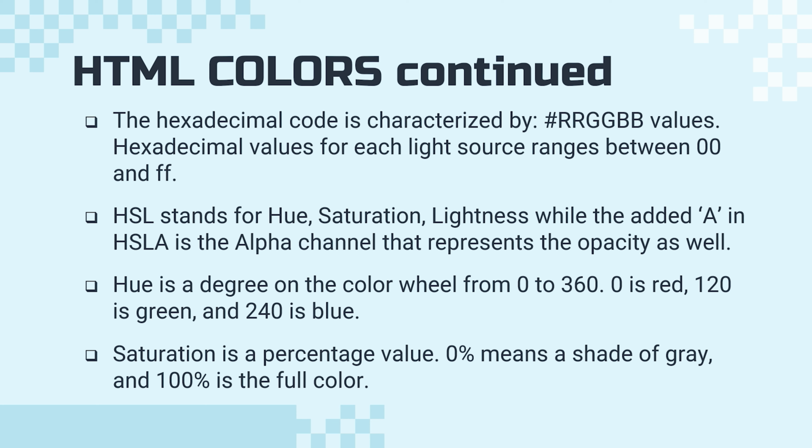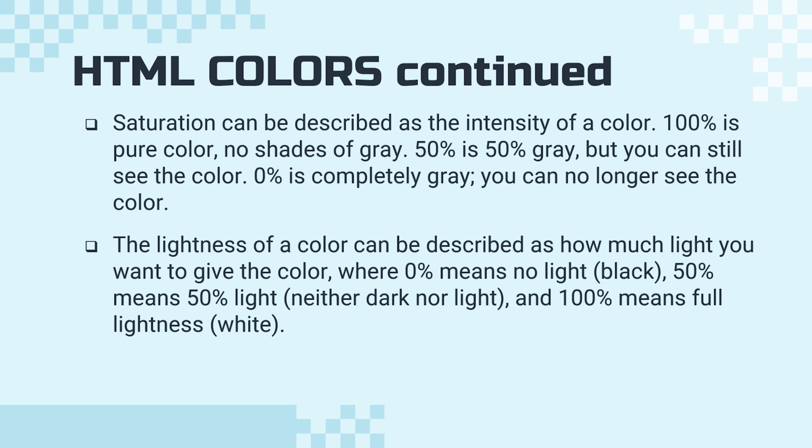Saturation is a percentage value. 0% means a shade of gray, and 100% is the full color. Saturation can be described as the intensity of a color. 100% is the pure color, no shades of gray. 50% is 50% gray, but the color is still there. 0% is completely gray, and you can no longer see the color.